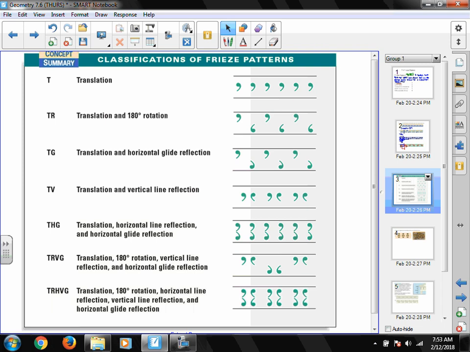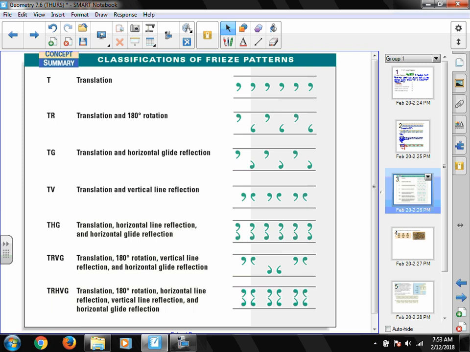If I'm going to have a translation and 180-degree rotation, obviously, you guys can see translation is going to occur in every one of them. So I've got to spin it. Translation and a horizontal glide reflection, meaning I'm going to reflect over a horizontal line, and then I have to shift it over to get it right back into position. So there's going to be your translation and horizontal glide.